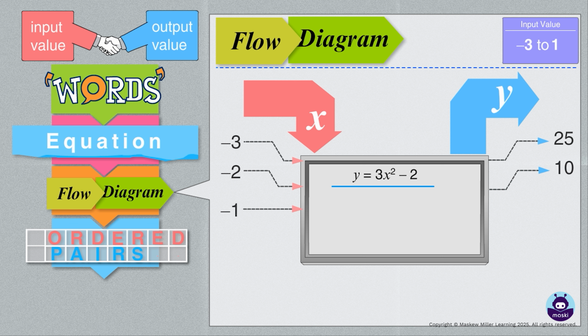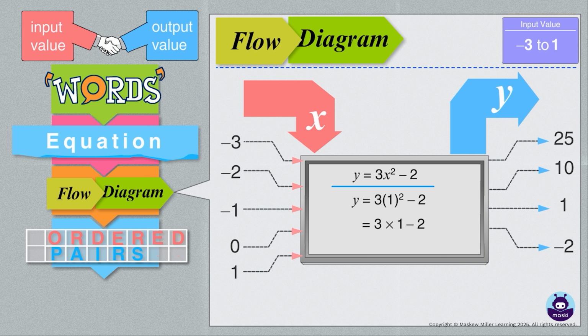When x equals -1, y equals 3 times (-1) squared minus 2, equals 3 times 1 minus 2, equals 1. When x equals 0, y equals 3 times 0 squared minus 2, equals 3 times 0 minus 2, equals -2. When x equals 1, y equals 3 times 1 squared minus 2, equals 3 times 1 minus 2, equals 1.